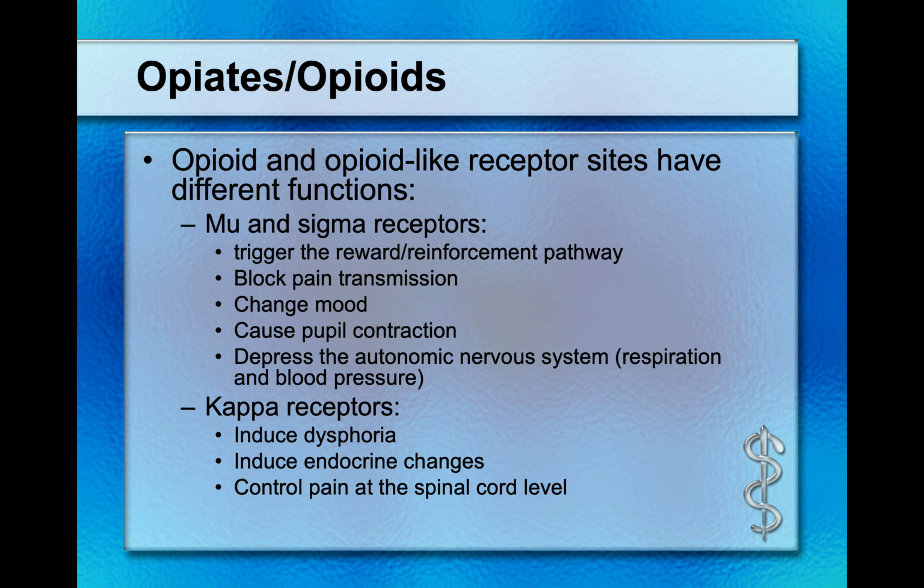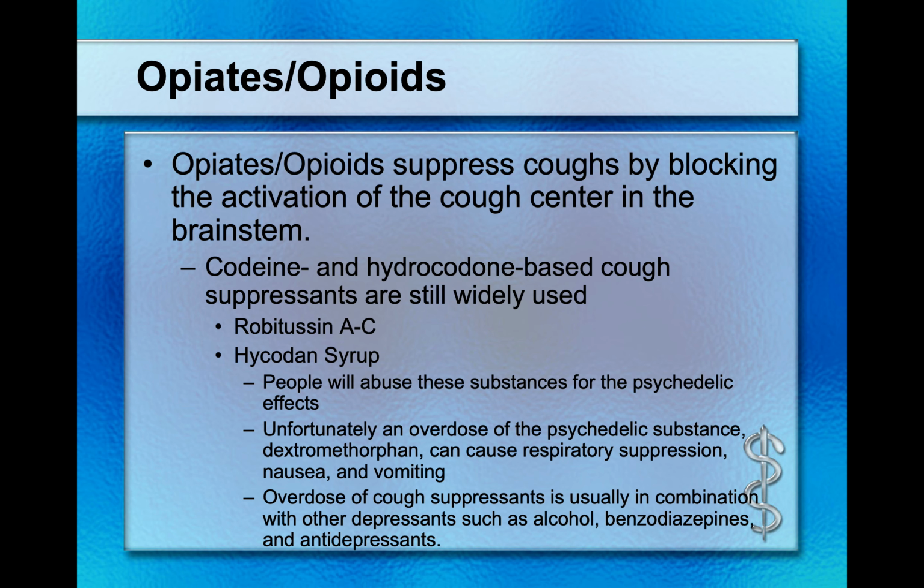Kappa receptors induce dysphoria. They induce endocrine changes. They control pain at the spinal cord level. Opioids suppress coughs by blocking the activation of the cough center in the brainstem. Codeine and hydrocodone-based cough suppressants are still widely used. Robitussin AC has codeine and hydrocodone in it. Hycodan syrup does as well.